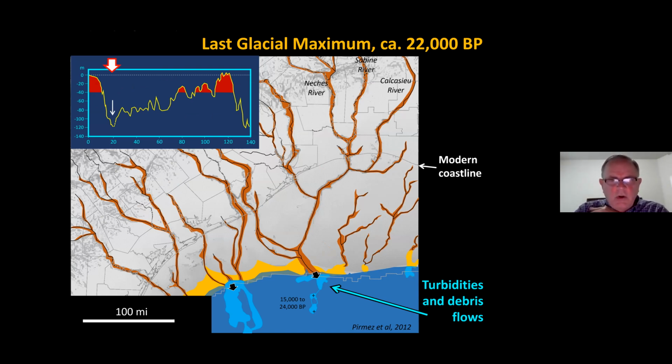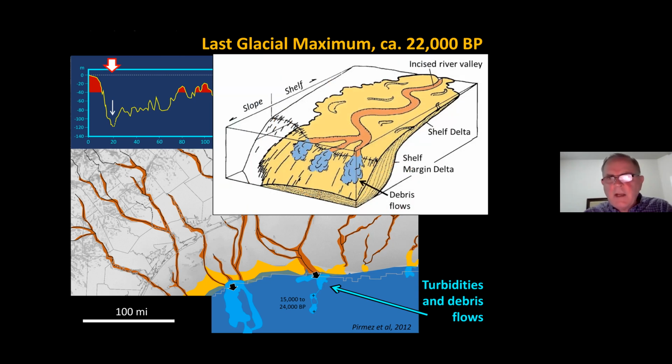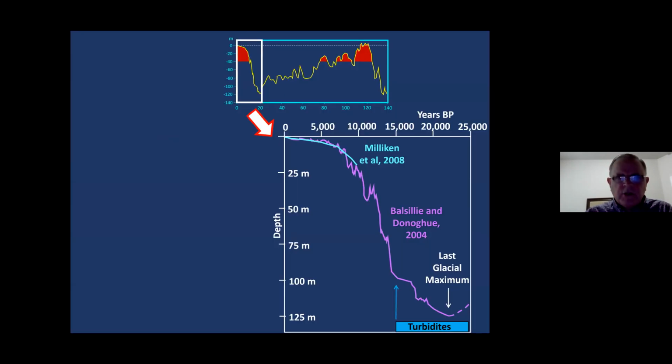And where does that material go? Well, it goes into the shelf margin deltas, but at this time, as you can see at the bottom, we have the material from the rivers dumping all the way across the shelf margin into deep water, making turbidites and debris flows that have been dated to around 15 to 24,000 BP. In other words, the time of the last glacial maximum. And just a block diagram kind of shows you what it looks like. So we have incised river valleys coming across the shelf and then dumping debris flows off the deep end there. So that's what it looked like at 22,000 years ago.